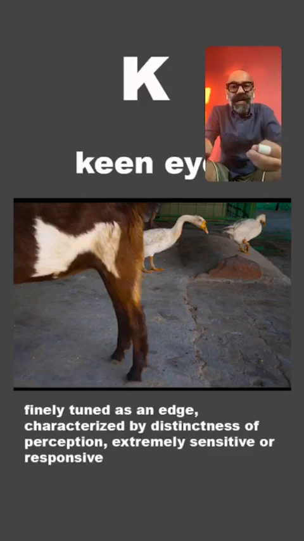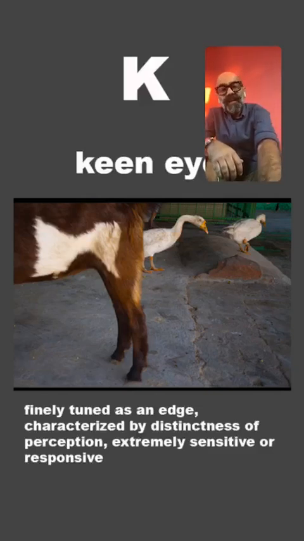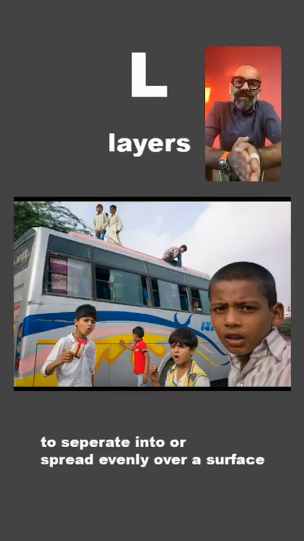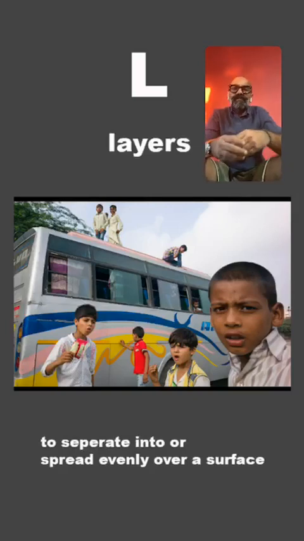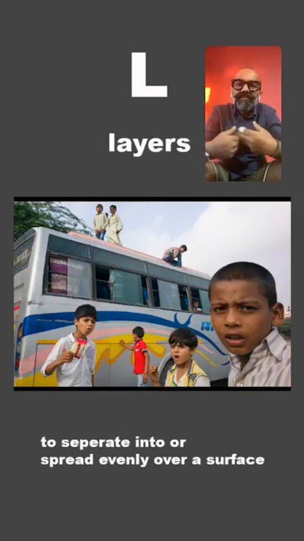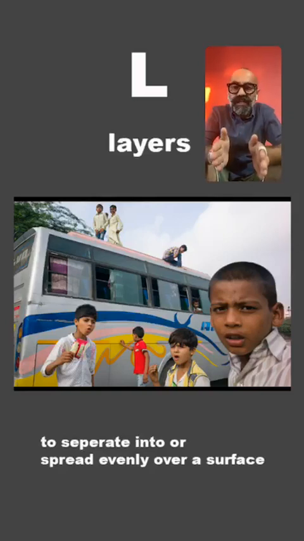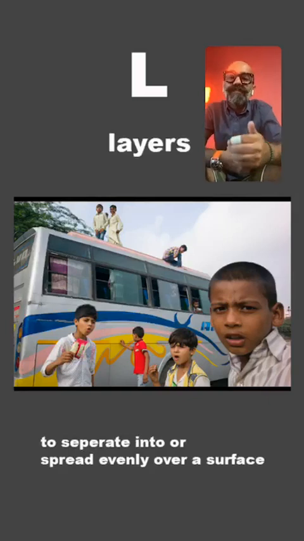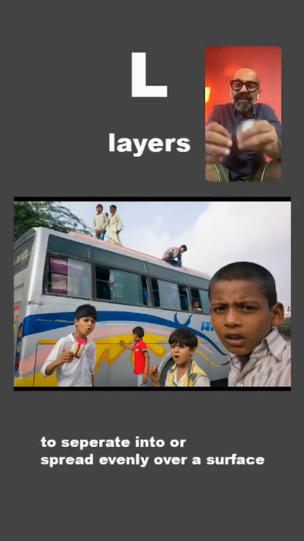Now, after the keen eye, it comes L. Layers. This is something which when I started doing street photography, in my initial 5-6 years, I was in love with layers. I wanted to practice layers as much as I could. Everybody who's listening, please understand, these are not Photoshop layers. These are layers where you create a sense of dimension where the viewer feels that he's a part of the frame. You look at the frame.